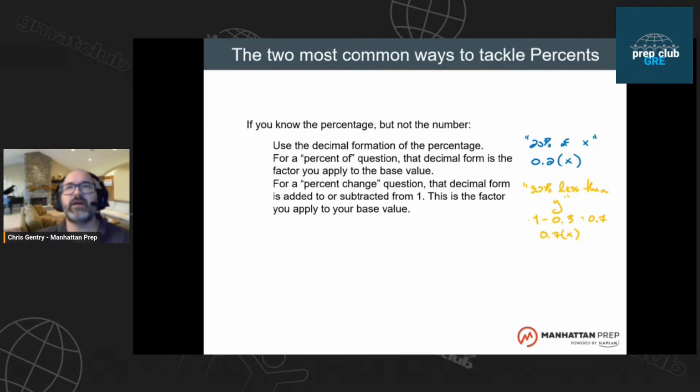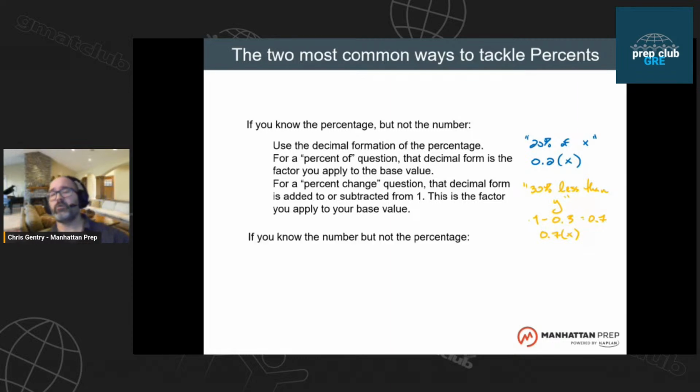So that is how we tackle a percentage when we know the percentage. This is actually by far my preferred presentation. I like to be able to just know the percentage and just be able to apply it. That feels far more direct to me. That's not everybody, that's just my own personal preference.